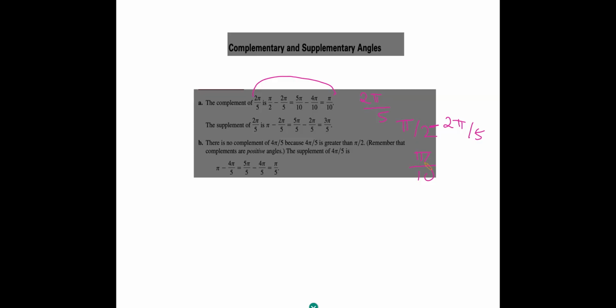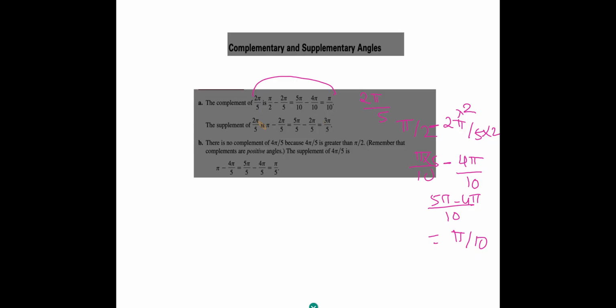This will be by 5, and so it's 5 pi over 10 minus this is into 2 into 2, so it's 4 pi over 10, and we got 10, 5 pi minus 4 pi, so which is we got pi over 10. Understood?